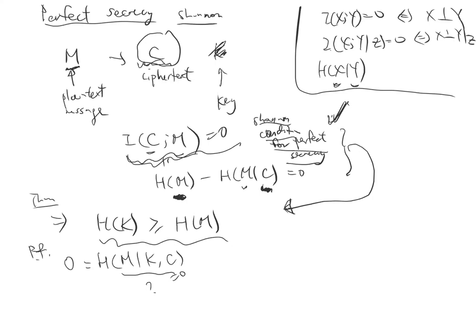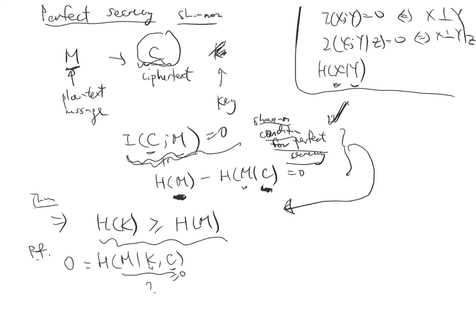Intuitively, I would assume that it's because given the key and the ciphertext, you're supposed to be able to recreate the message. Yeah, exactly. Because given the key and the ciphertext, the message is deterministic. That's what we mentioned earlier: anything deterministic has entropy equal to zero. So therefore, this will be equal to zero.